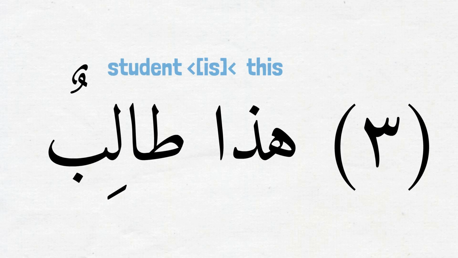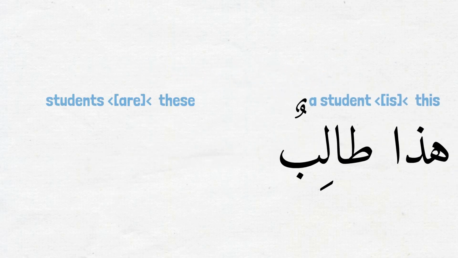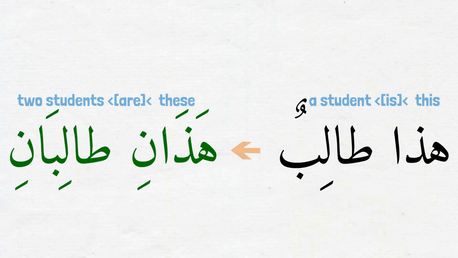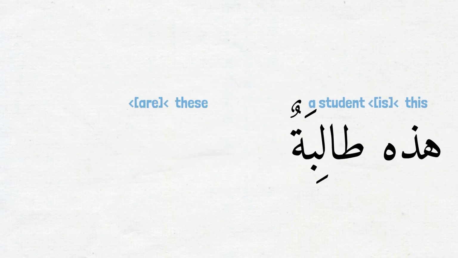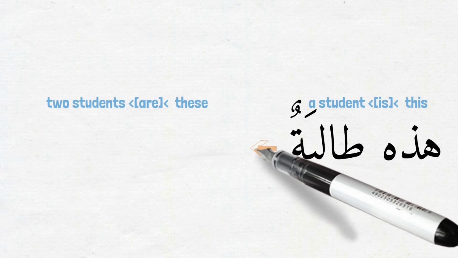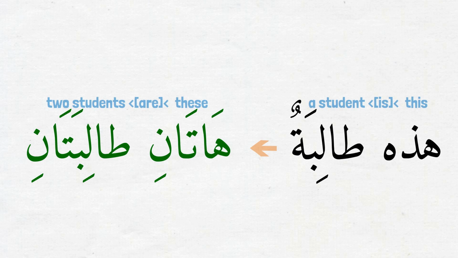Next, هذا طالب. This is a student. Now try saying these are 2 students. هذان طالبان. Very good. Sentence 4. هذه طالبة. This is a female student. What is the مُثَنَّى version of this sentence? It should be هاتان طالبتان. These are two female students. هاتان طالبتان.